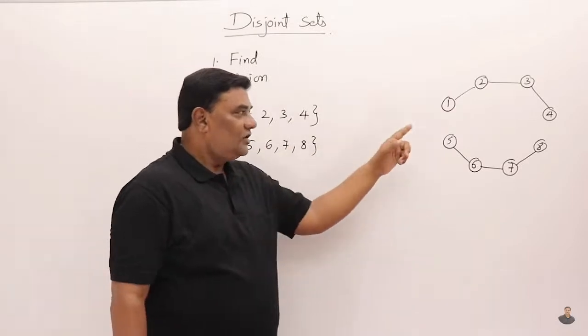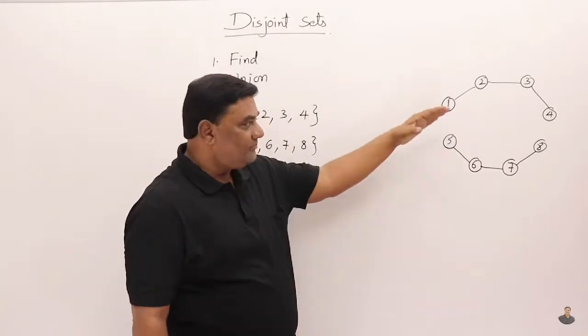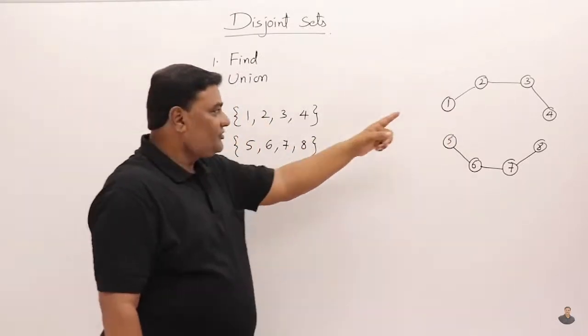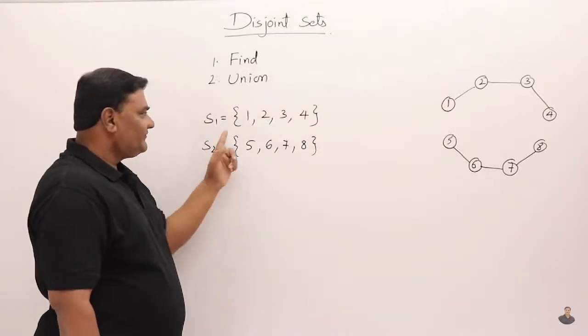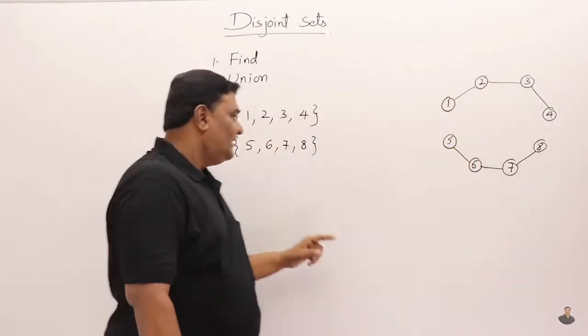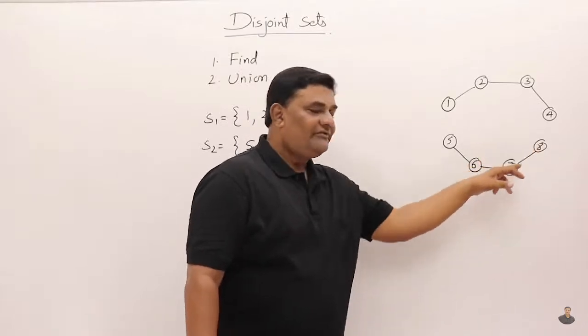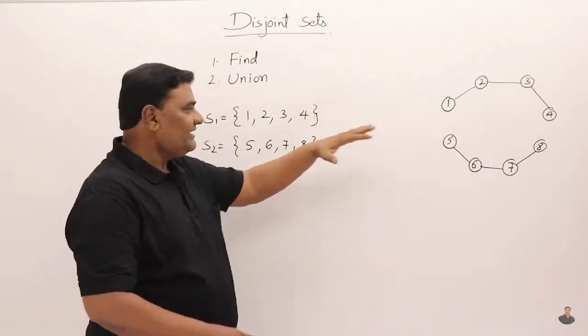See here, I have a non-connected and undirected graph. There are two components. It's not a connected graph. Two components I have taken, and each component I have represented as a set. Set S1 has 1, 2, 3, 4. These are the vertices of this component. And set S2 has 5, 6, 7, 8. These are the vertices of the second component. So the two different components are representing two different sets.